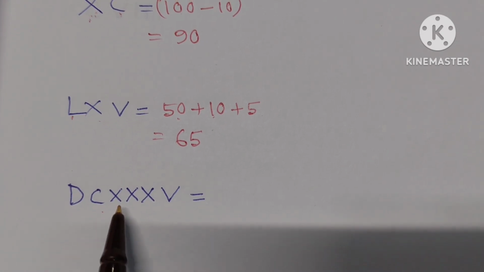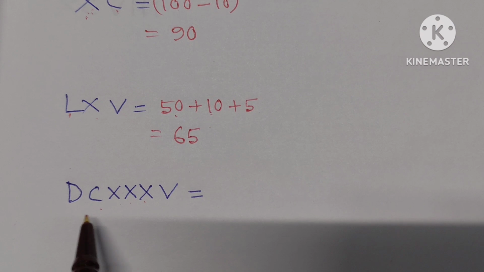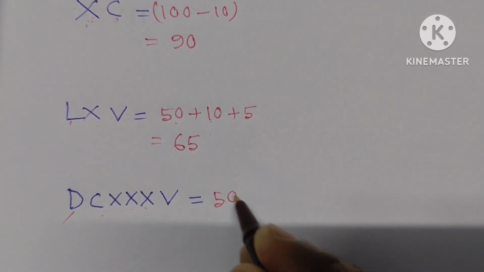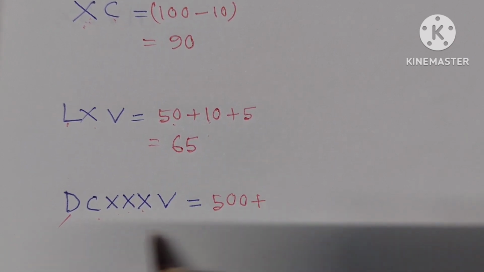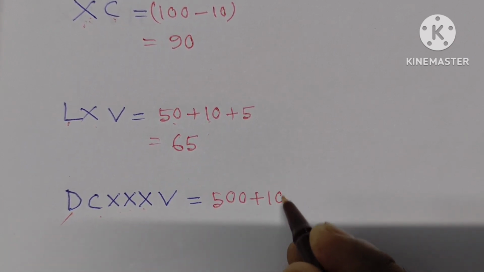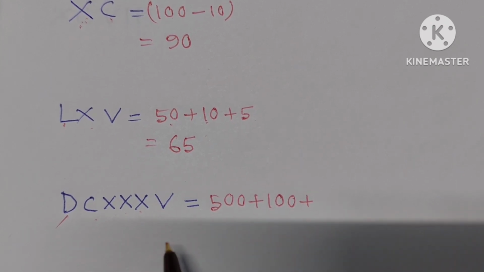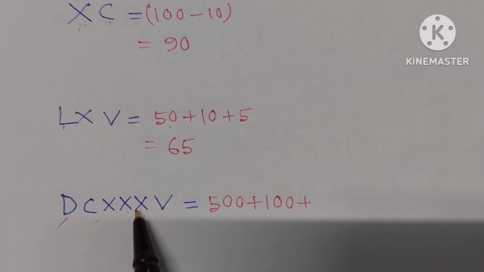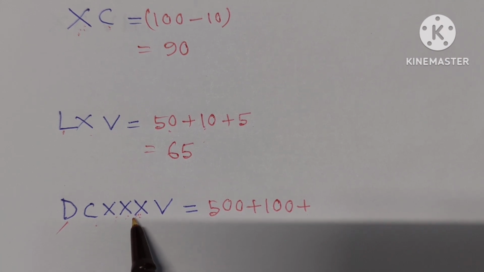This one, DCXXXV. We know that D represents 500. Then plus C represents 100. Plus, we know that every time a symbol is repeated, its value is added that many times.